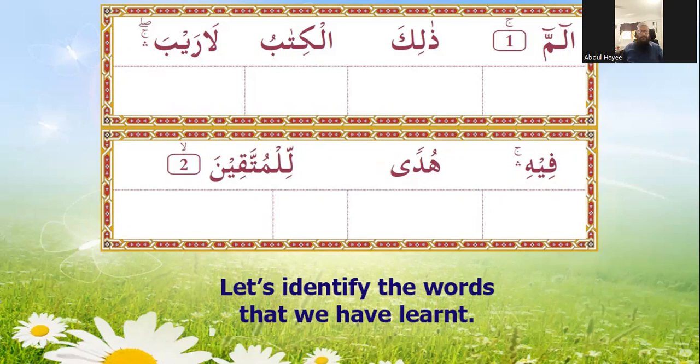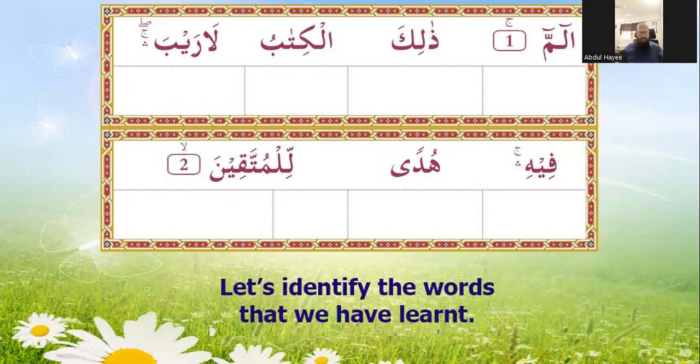Alif Lam Mim, these are specific words whose meanings are known only to Allah subhanahu wa ta'ala, who has told his prophet, and nobody else knows. We will not translate that. Zalika, yes, it is a word with which we are familiar. We saw Haza, Hazain, Zalika.